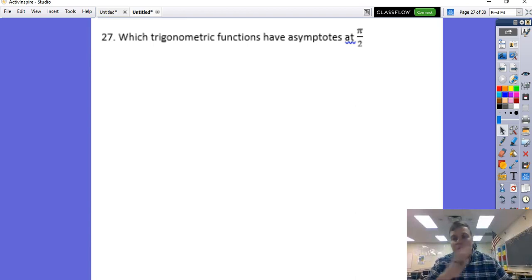Guys, we don't need to make this problem hard. We don't need to go looking at graphs. Grab your trig chart. Go to pi over 2 and just simply see which trig functions are undefined at pi over 2. That just simply means they have asymptotes there. And we clearly see that it's tangent and secant. Alright? So, tangent and secant. I'm not even going to write it out. Tangent theta, secant theta. You can write that out.